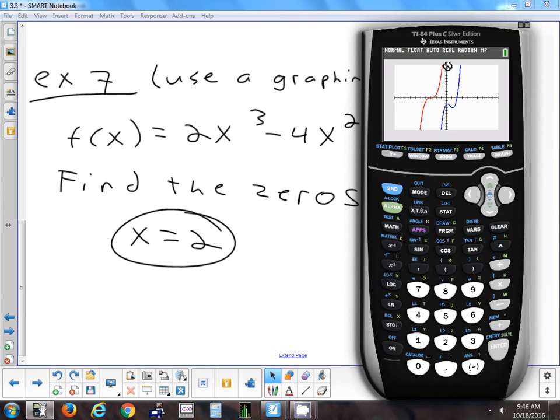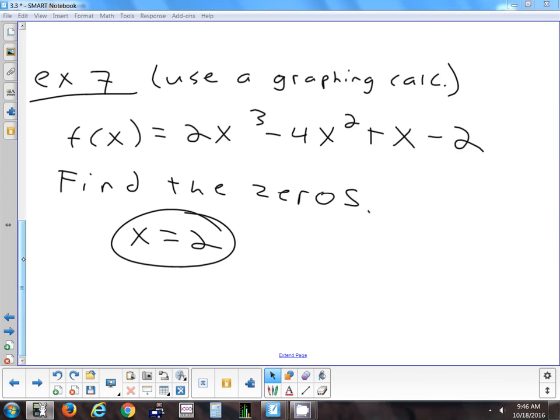Blue one, that's 1 real and 2 imaginary. Red one, all real. It's a triple root. And the double root you guys saw in the last one. Okay, so any questions on that?